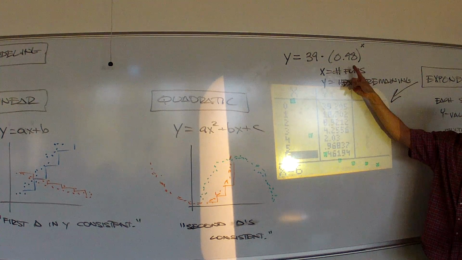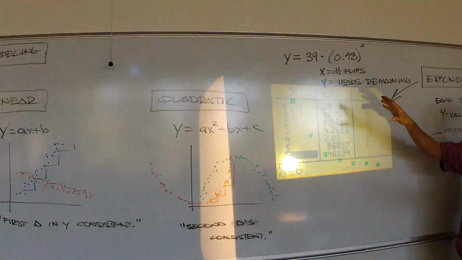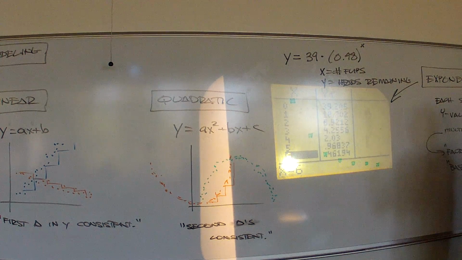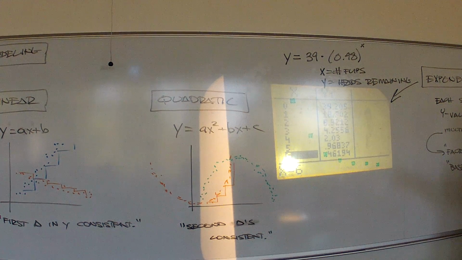So, it's the best fit equation. Take a look, friends. The 39 is the best fit. What was the perfect fit? What would that number have been? 38. But we got 39. That's the best fit.